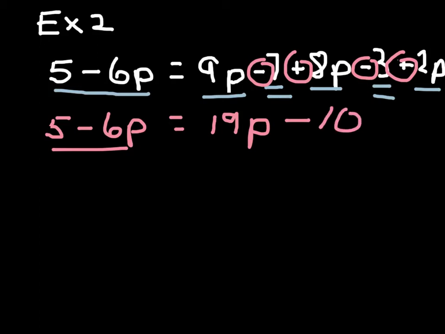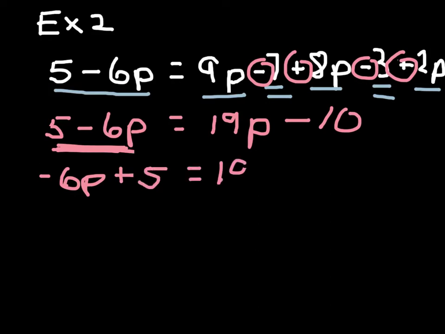Alright, so really what I have now, and I'm going to write my letter first over here, is a minus 6p. So I have a negative 6p. The 5 is positive, right? There's not a negative sign in front of it, so it's a plus 5 equals 19p minus 10. Now, I would definitely, strongly encourage you, when you're doing these, to write these with a letter first. It makes it a little easier to see what they're doing to it. Right now, I've simplified everything on the left side of the equal sign. I've simplified everything on the right side.